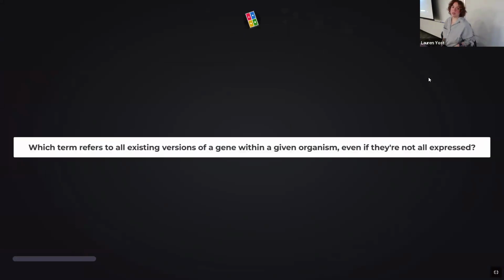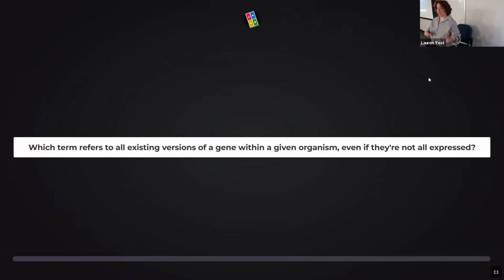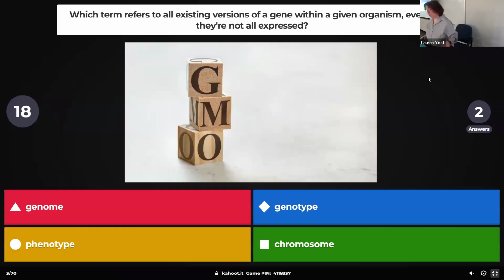First question from Chapter 6: which term refers to all existing versions of a gene within a given organism, even if they're not all expressed? So this deals with the semantics and wording of some of our terms and the definitions associated with them.